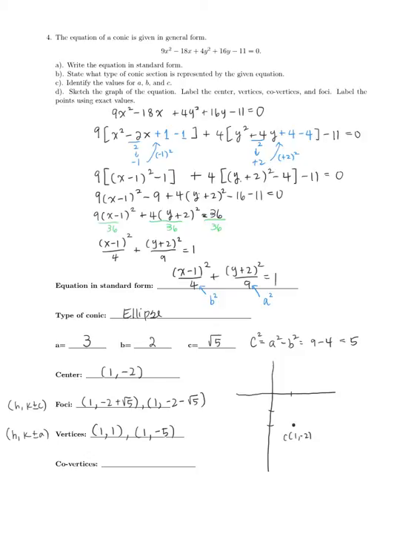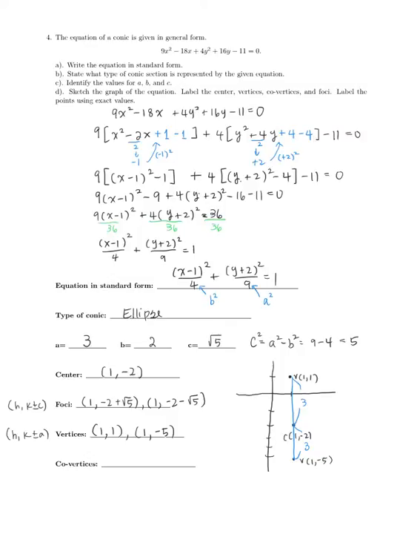What we need to do is, vertices are (1, 1) and (1, -5). 1, 2, 3, 4, 5. Let me just pretend that's a straight line, please. Now notice that the distance from the center to your vertex is going to be 3. So the distance from here to here is 3. It comes from that a value.